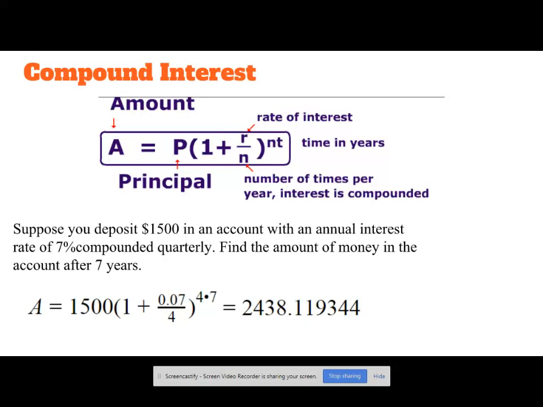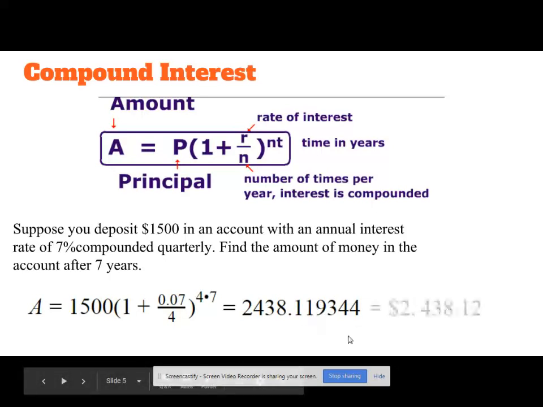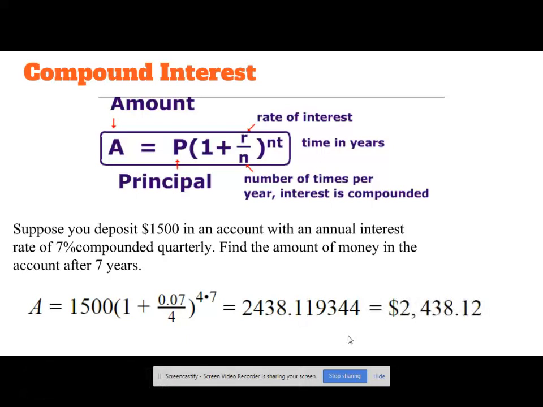We're talking about money. And so when we write down how much money we have, we can't say that we have $2,438 and 119344. We have no type of money that gets this small. The smallest we have is a penny, which is 1/100th of a dollar. And so we want to round to the nearest 100th here. So your answer would be $2,438.12. I'm not concerned about the comma, but I am concerned that you round it correctly. And so make sure you are rounding your answer correctly to the nearest penny for money.